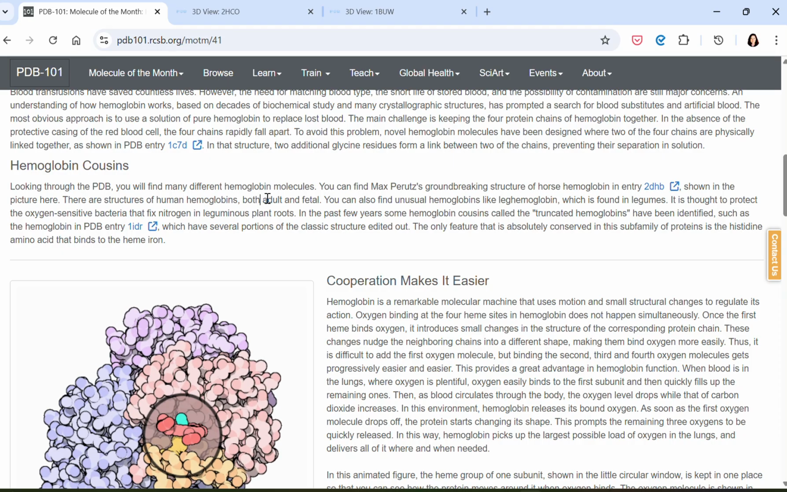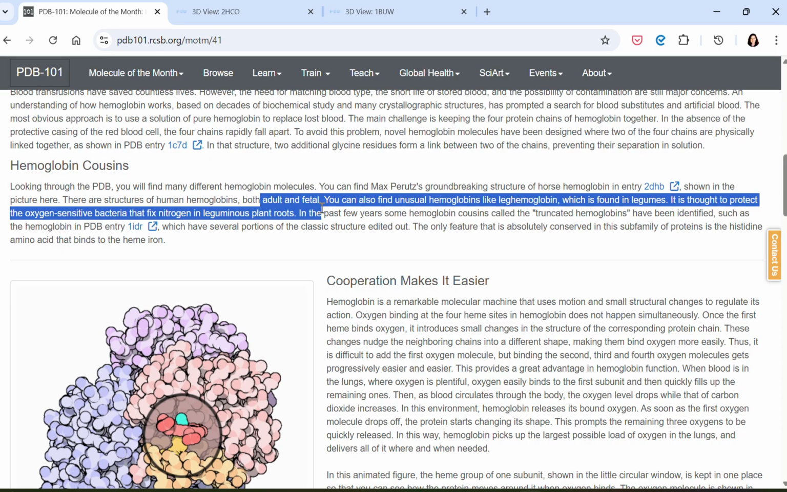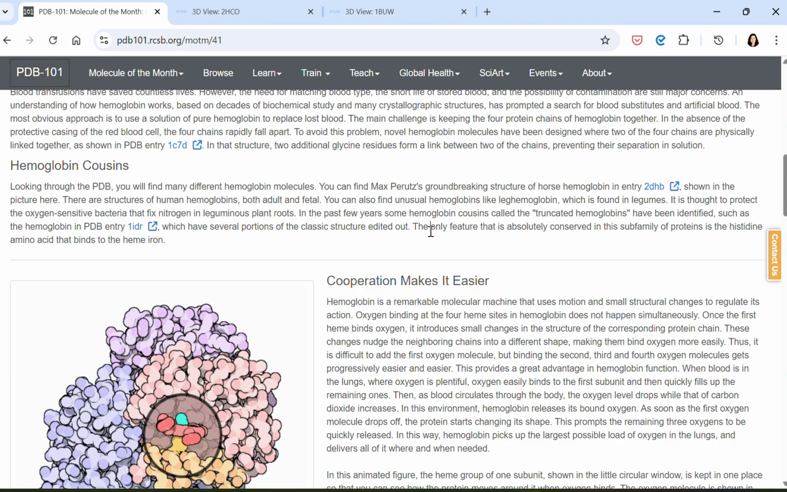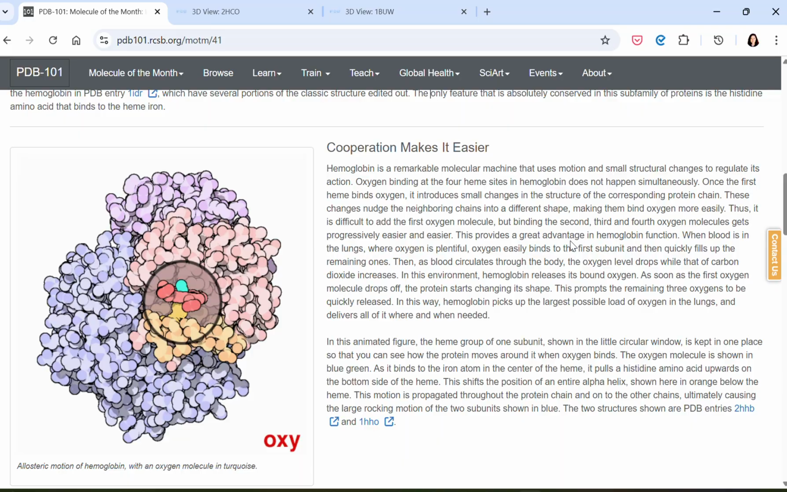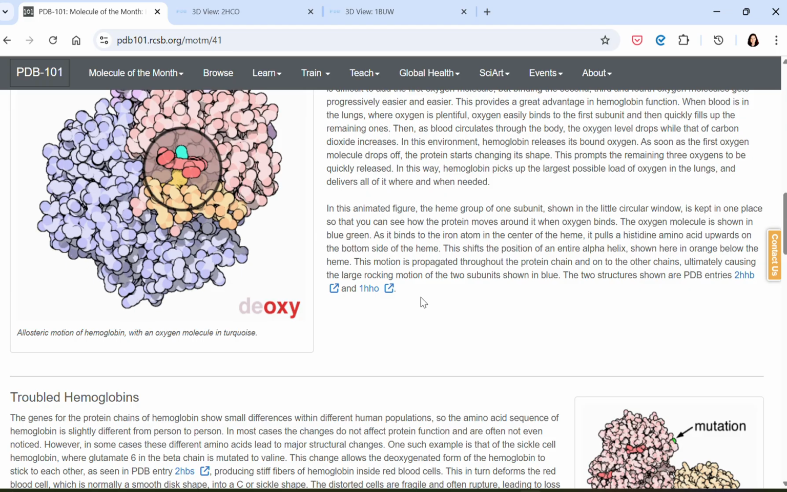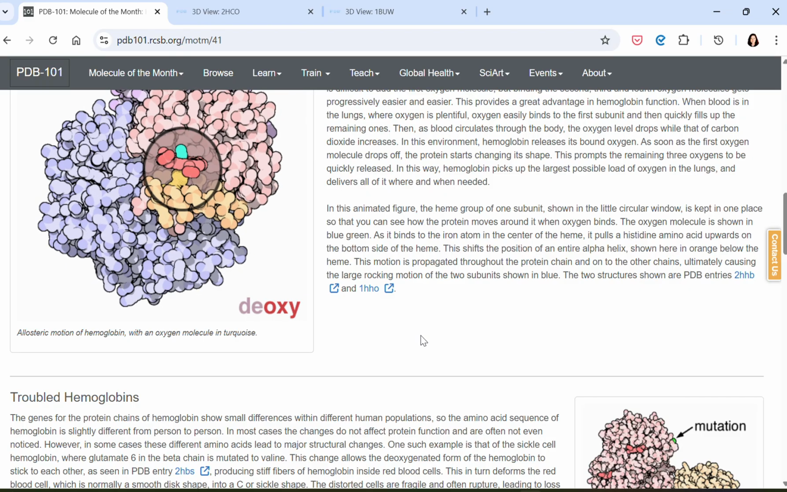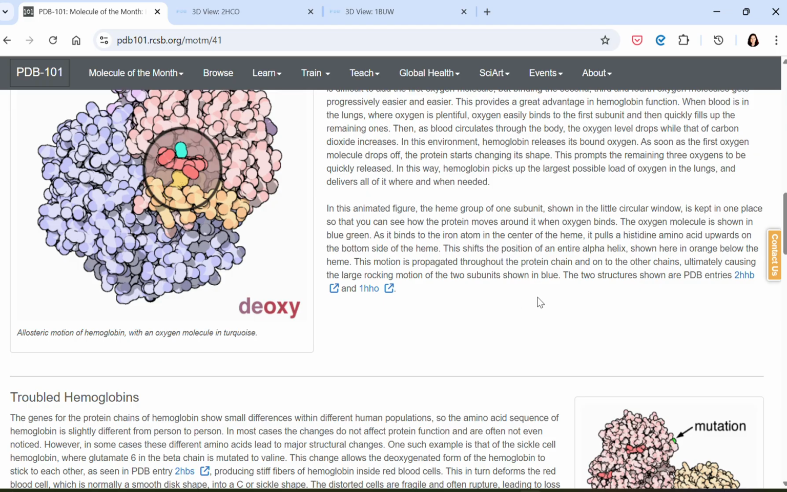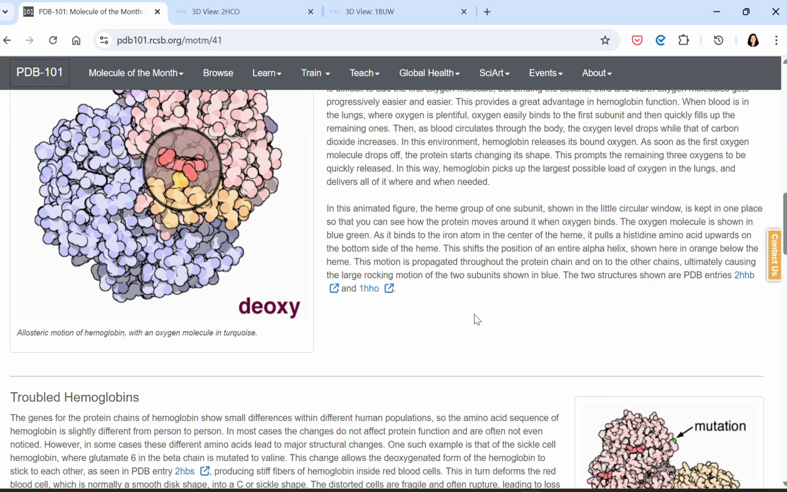Truncated hemoglobins. We talked about how the adult and fetal hemoglobins are different. And in horse, there is a different hemoglobin. So it can have evolutionary variations that will suit the needs of the organism.